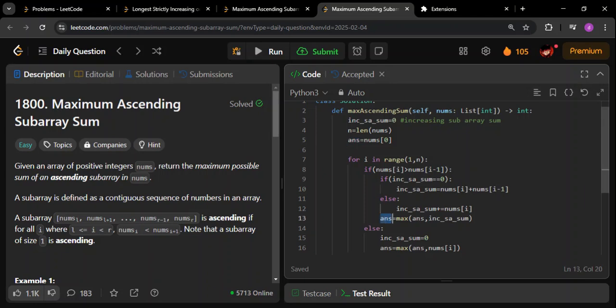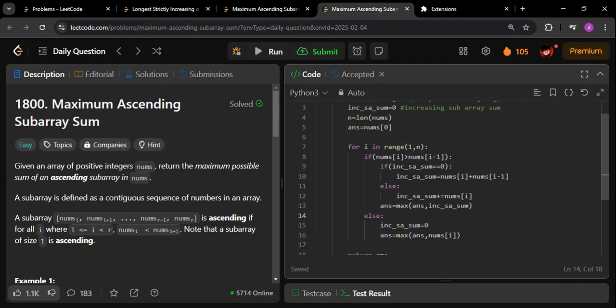Now there are two other cases. Case number one was when the current element is strictly greater than the previous element. The other cases are: the current element is strictly smaller than the previous element, or the current element is equal to the previous element. In either of these cases, the subarray that is forming is not a strictly increasing subarray, so this particular condition is not getting applied. For that reason, the link is breaking here, and the increasing subarray sum will be restored to 0.